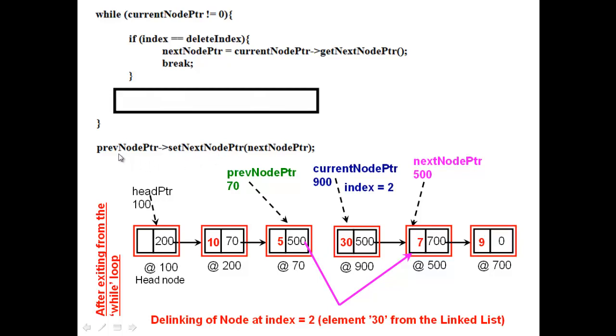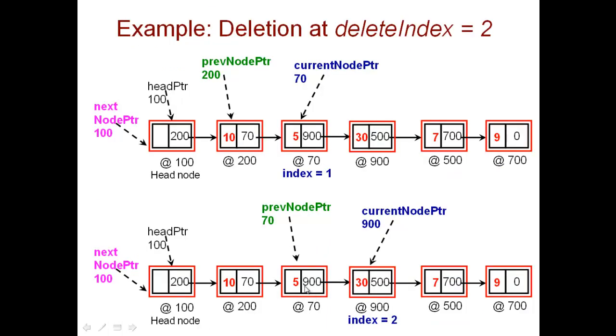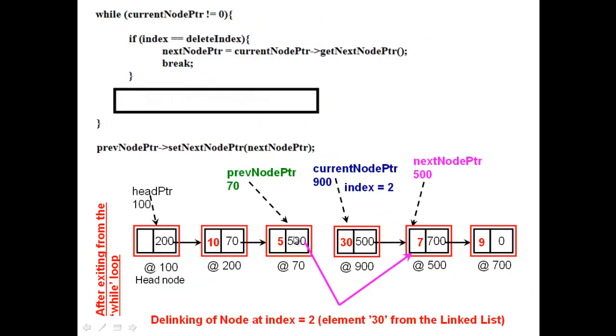You see what we are doing here. The previous node pointer arrow set next node pointer is assigned the next node pointer. So previous node pointer is 70, storing the address of this node. Its next node pointer is currently 900, and that is how it is linked to this node. Now we are overwriting this 900 with 500, because 500 is the value of the next node pointer. So when we overwrite the next node address, it will now be considered linked to this node. So the previous node's next node pointer address is changed from 900 to 500.